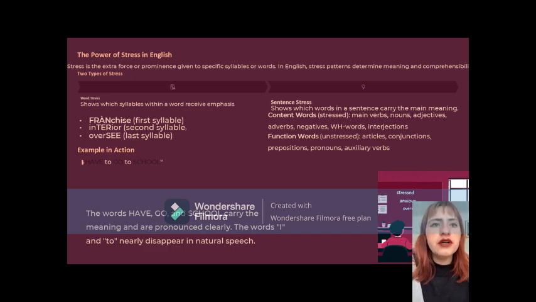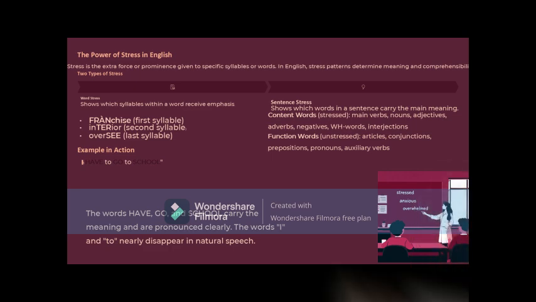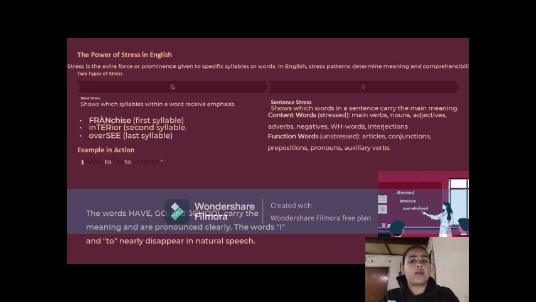For example, the word with the stress mark represented on the letter A, meaning the A sound should be stressed. Another example could be interior, where the stress mark is placed on the second syllable. Oversee is another example where the stress is on the last syllable. And the second kind is the sentence stress.